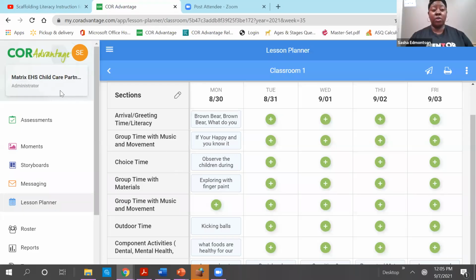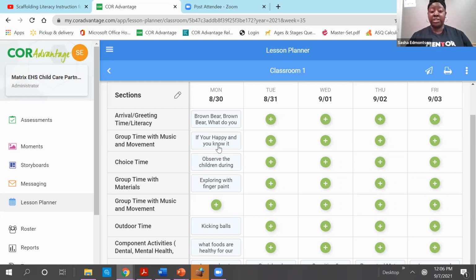So here in Core Advantage, it's on the left-hand side of the screen, and it looks like a calendar, and it says Lesson Planner. So what you're going to do is go into your lesson plan. The sections that should be in your lesson plan are arrival, reading time and literacy, group time with music and movement, choice time, group time with materials, a second group time with music and movement, outdoor time, component activities, which include dental, mental health, and nutrition, and a physical activity, as well as the individualized lesson plans.